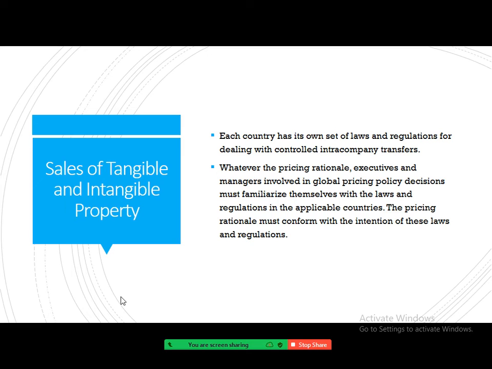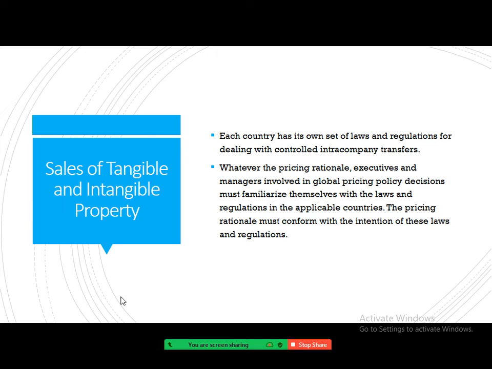So what is sales of tangible and intangible property? Each country has its own set of laws and regulations for dealing with the control of intra-company transfers. So whatever the pricing rationale, the executives and managers involved in the global pricing policy decisions must familiarize themselves with the laws and regulations in the applicable countries. The pricing rationale must conform with the intentions of these laws and regulations.